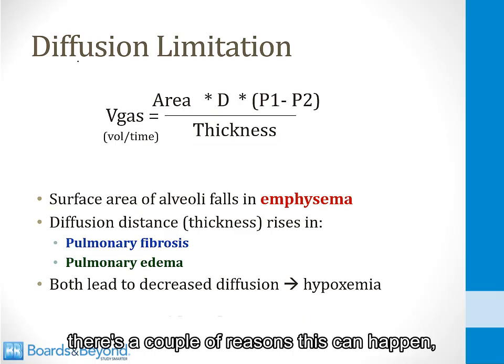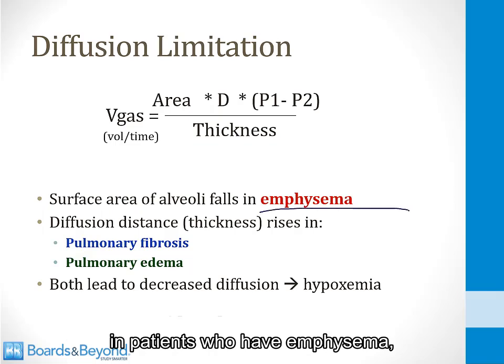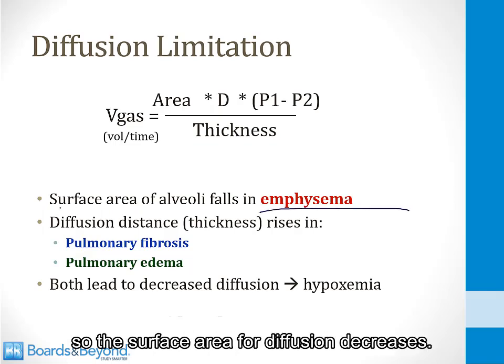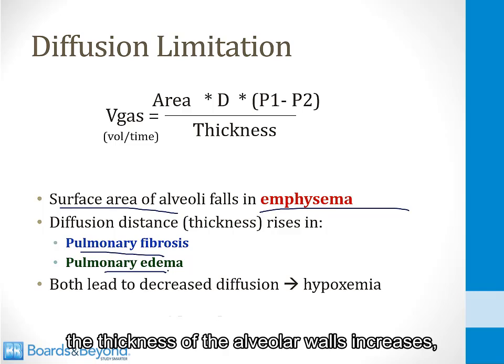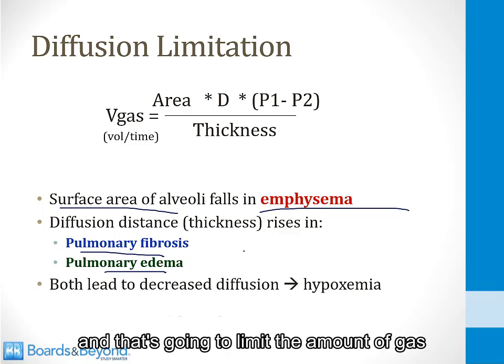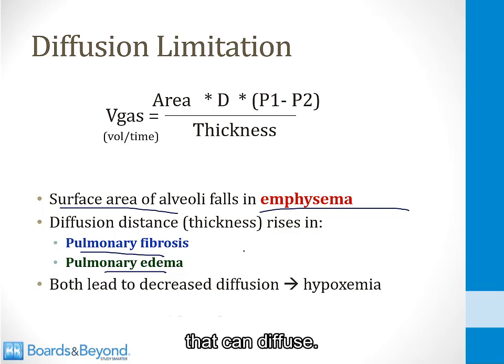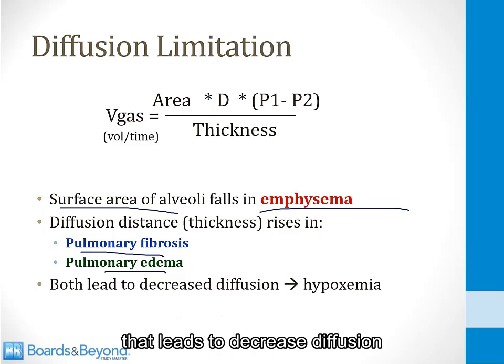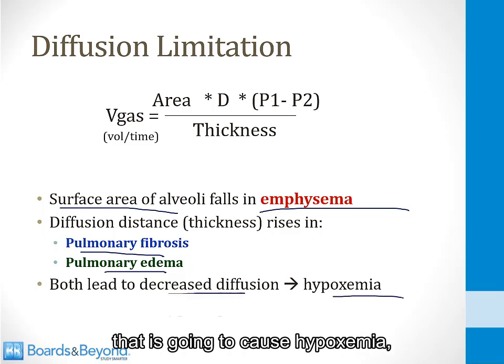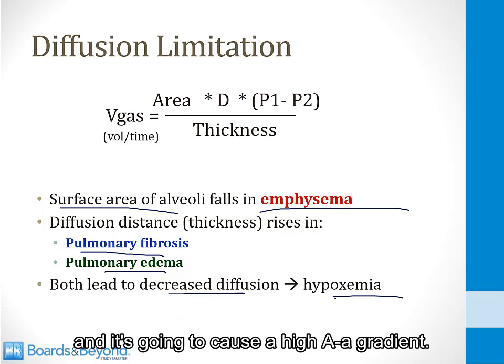So if there's a diffusion limitation, that is going to lead to hypoxemia with an increased AA gradient. And there's a couple of reasons this can happen. In patients who have emphysema, the alveoli are destroyed, so the surface area for diffusion decreases. In pulmonary fibrosis and pulmonary edema, the thickness of the alveolar walls increases, and that's going to limit the amount of gas that can diffuse. But the bottom line here is that any problem that leads to decreased diffusion is going to cause hypoxemia, and it's going to cause a high AA gradient.